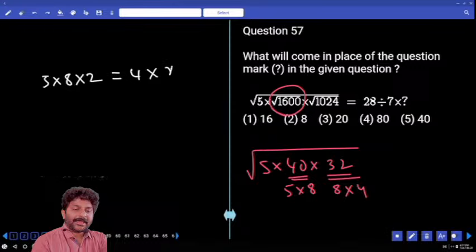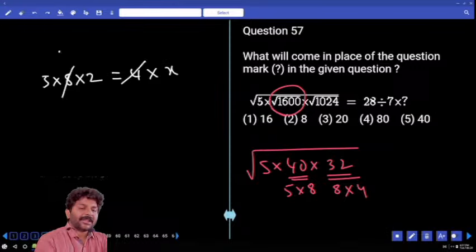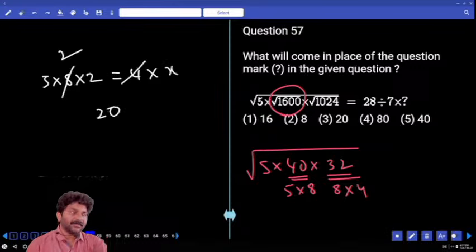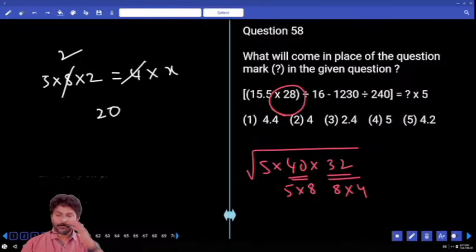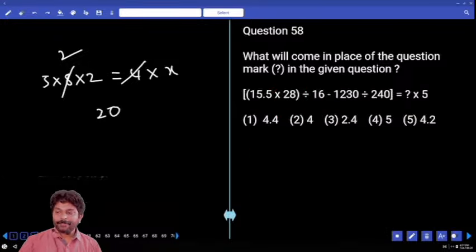4 into x. Yes? For how many times? 2 times. Answer 20. Understood?